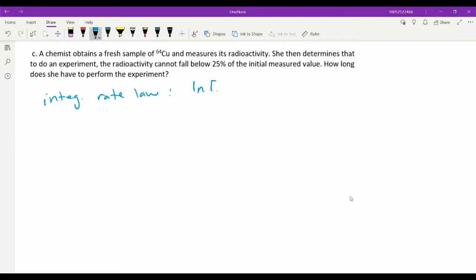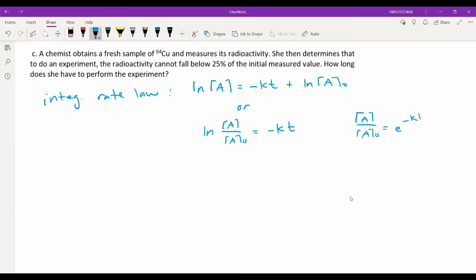So if you remember for first order, it's the natural log form of this: the natural log of the reactant equals negative kt plus the natural log of the initial amount, which again you can put in different forms depending on what you're solving for. If you're solving for time, this is sometimes an easier way to approach it. You also have this form if you're solving for how much is left, or your ratio. So a couple different ways to arrange this first order rate law.